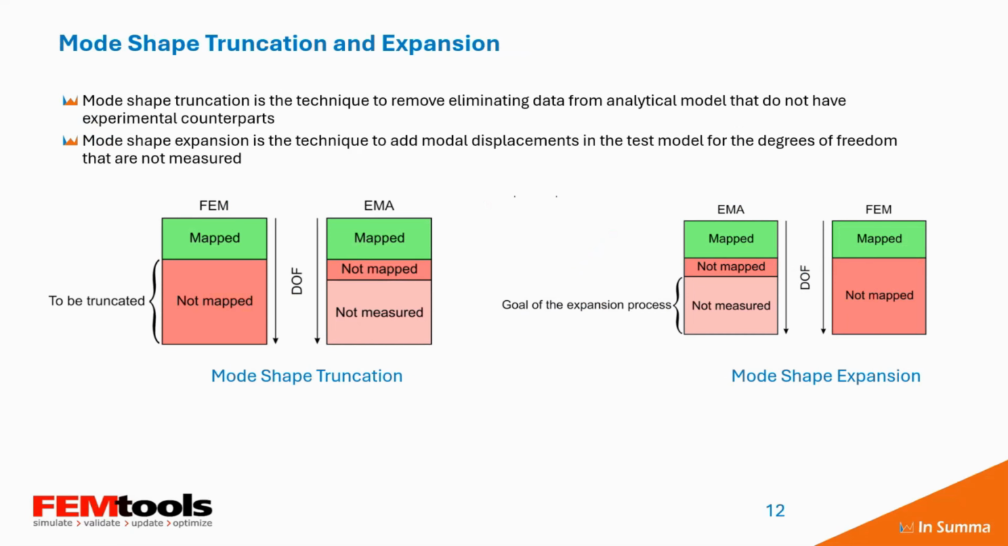But sometimes it's very difficult to do spatial correlation, because in most cases the analytical model, or the FE model, has more degrees of freedom compared to the test model. But that is not the end of the story, at least not in FEMtools, because we can do things like mode shape truncation, where we eliminate data from the FE model which does not have a counterpart in the test model. Or we can also do mode shape expansion, which is a technique to add modal displacements in the test model for the degrees of freedom that are not measured.